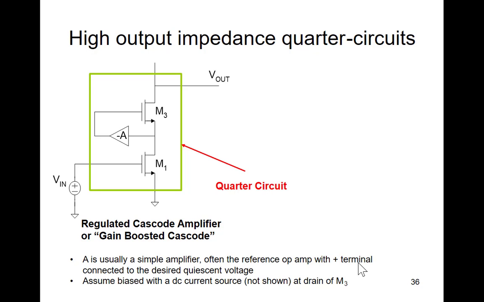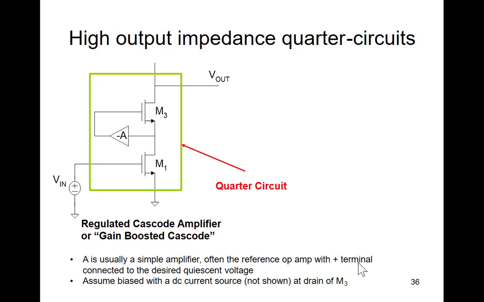So you start with a cascode configuration, but instead of connecting the gate of this transistor to an AC ground, we put an amplifier in between the source and the gate. And we call this structure the regulated cascode, or some people call it the gain boosted cascode.